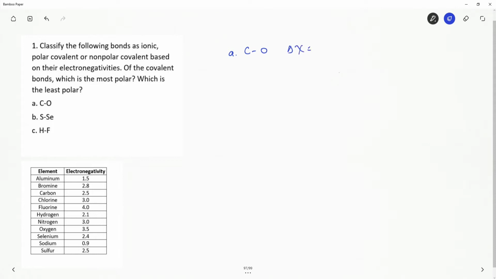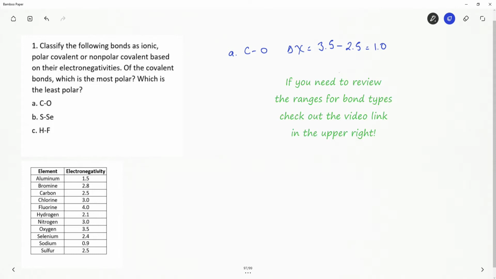So delta chi is going to be 3.5 minus 2.5. That gives us a difference of 1. And when delta chi is between 0.4 and 2.0, we have a polar covalent bond.